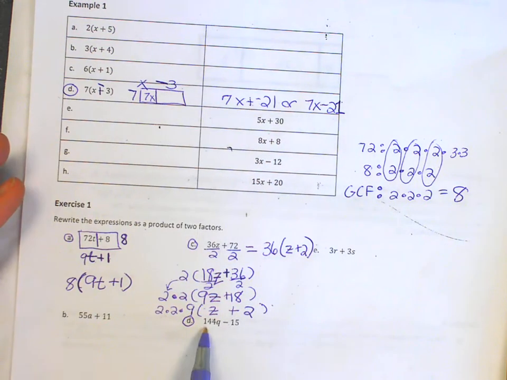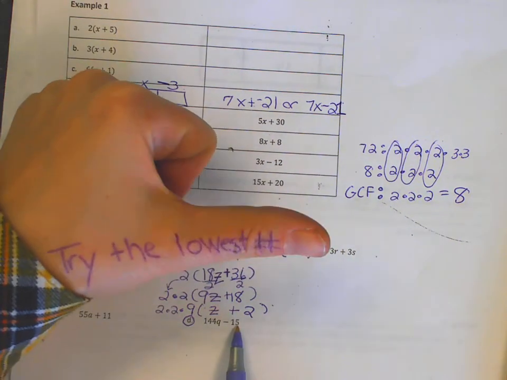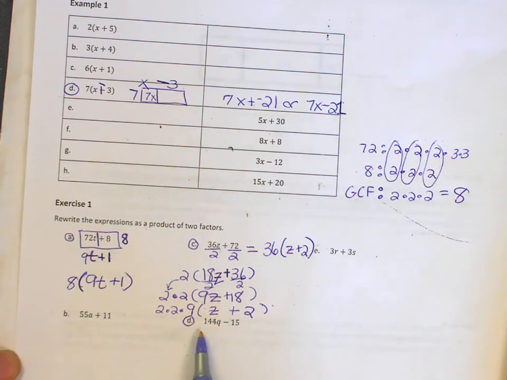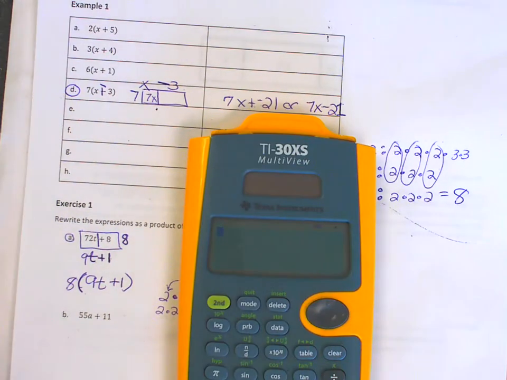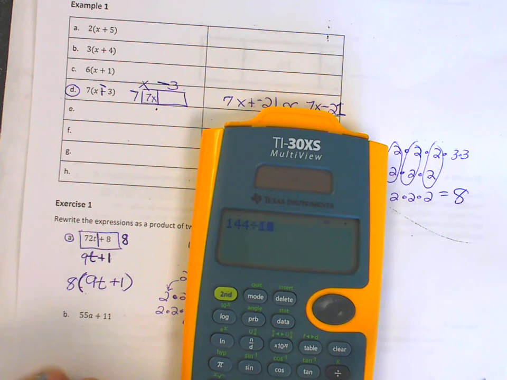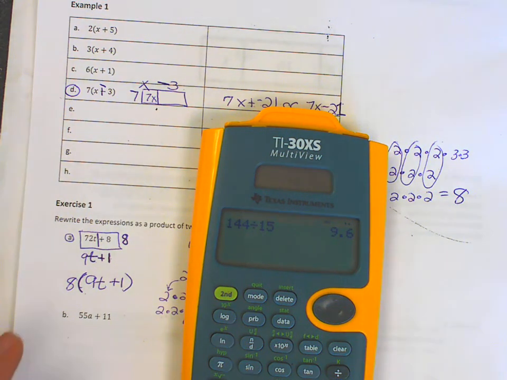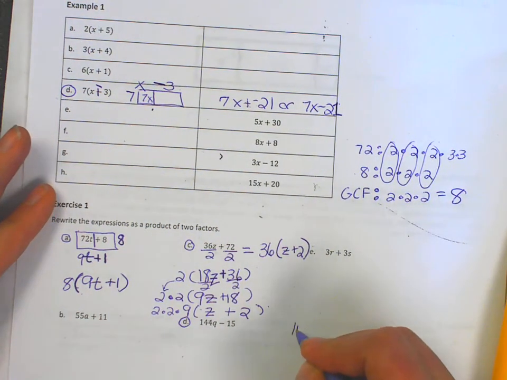Let's look at question D. 144q minus 15. So if I'm going to use my rule of thumb, I must see if 15 goes into 144. So I take my calculator. When I say goes in, I want to know if it divides into it. So 144 divided by 15. It has a decimal. Now I can divide by anything, but my goal isn't to get decimals. When I'm factoring, I'm looking to get my whole numbers. So 15 doesn't go in. So I can't do my rule of thumb.